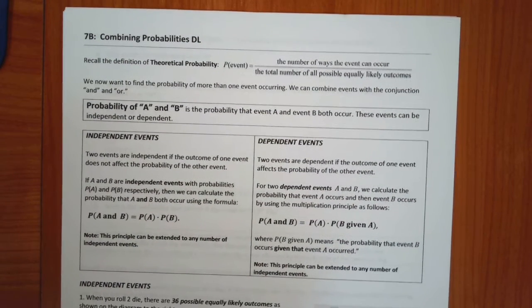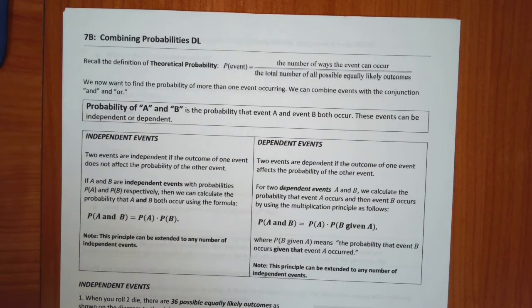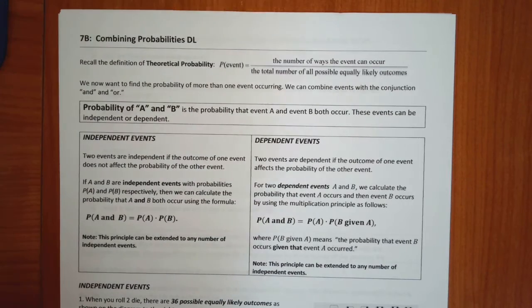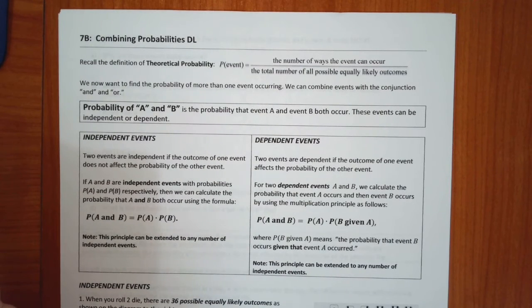Hi everybody, in this video we're going to talk about combining probabilities. We recall we're going to be dealing with theoretical probabilities on all of this, and so of course we talked about subjective and we talked about relative frequency, but now we're going to be looking at what should happen. But we're going to be looking at more than one event occurring. So we're going to be combining events.